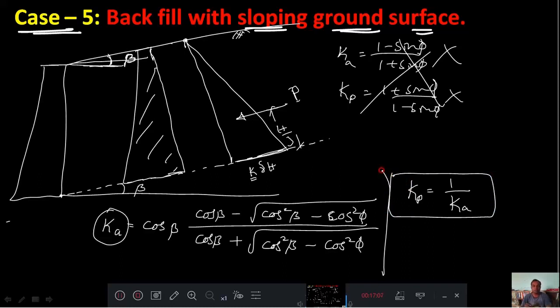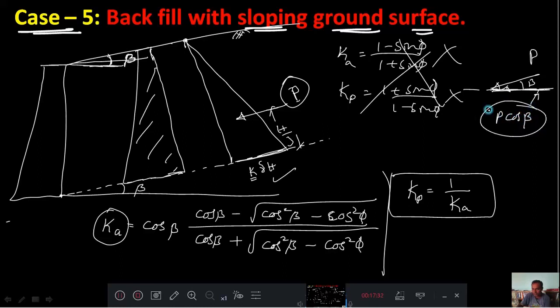Right? Then by doing this you will get the p value. And look at here, that p value is acting in this direction, and the angle is beta. If you are interested in the horizontal stress, then you convert it. If it is p, then the horizontal pressure will be p cos beta, that is your final answer. P cos beta will be the final answer. Right? This is backfill with sloping ground.